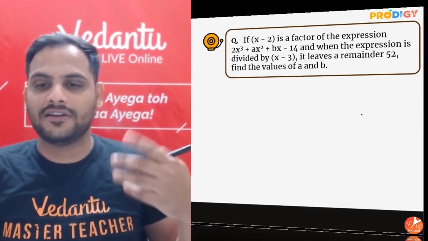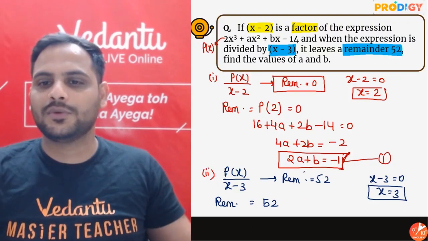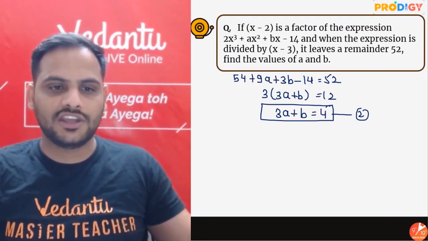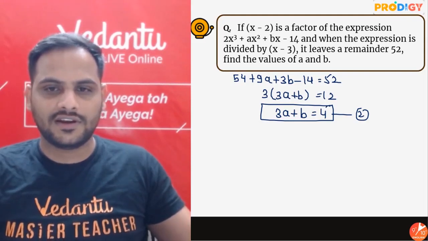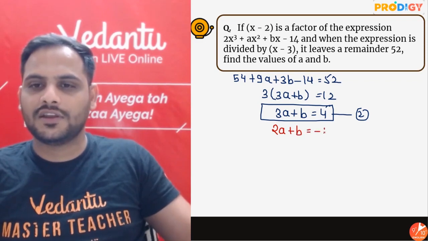So I have got my first equation, I have got my second equation. The first equation is 2a plus b is equal to minus 1. Let's write both the equations. Elimination method we can use, right? So let's write this equation also: 2a plus b is equal to minus 1.